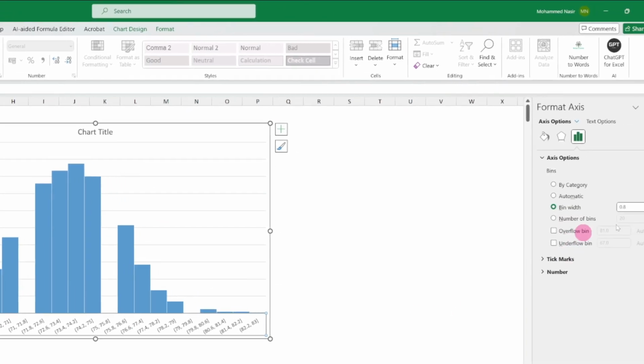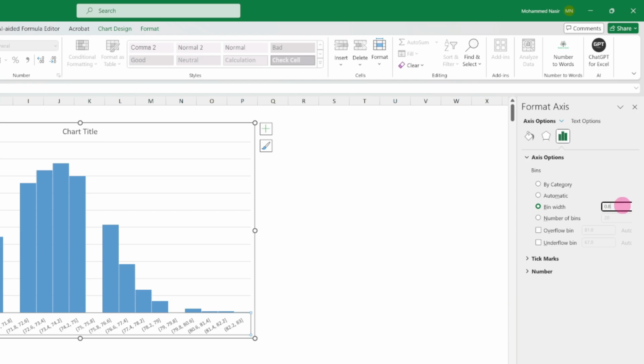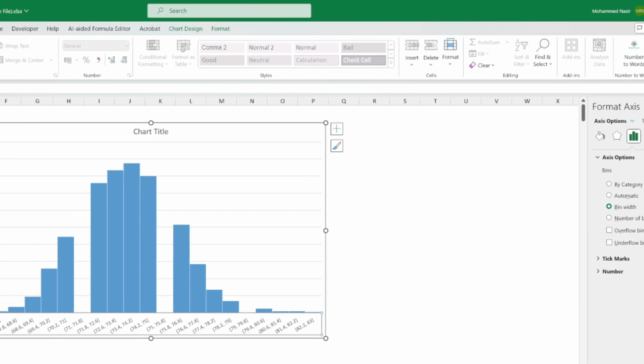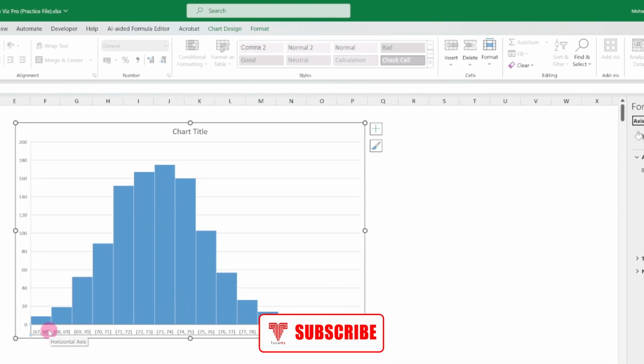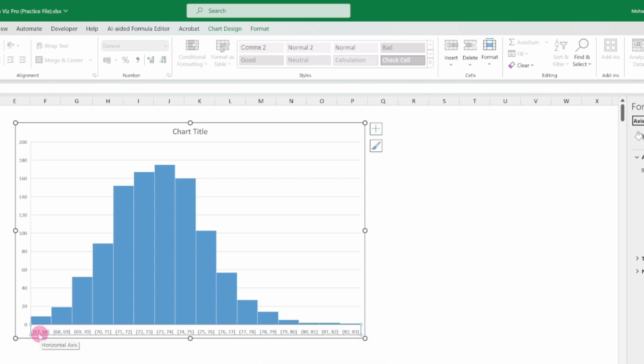So that bin width will be given. Here, by default, Excel has given 0.8, so we will be changing this to 1. Then hit enter, and it will change like this. Now it is 67, 68, 68, 69, like that. This data is the number of people whose height is from 67 to 68.